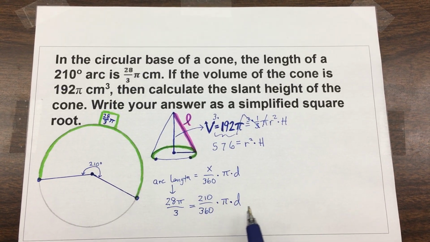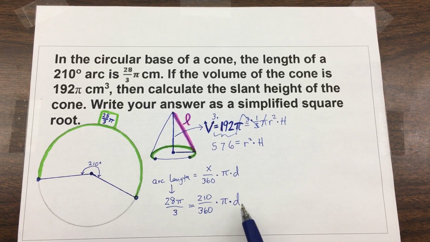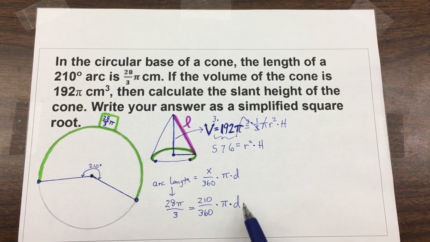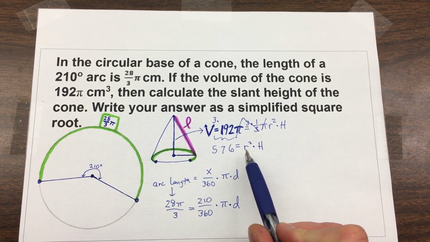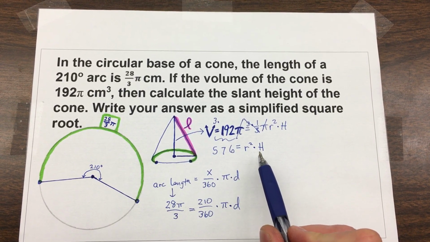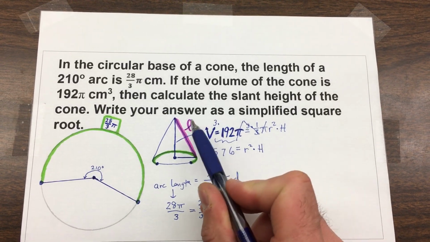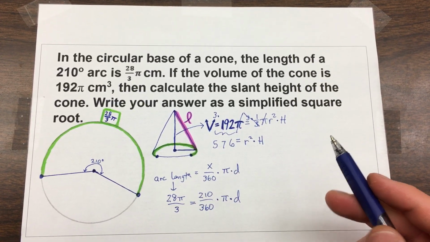So now notice the only variable left over in this whole thing is the diameter. And if we can figure out what the diameter is, we can figure out what the radius is, which we could then use up here. And then we could figure out what the height is. And then from there, we can try to figure out what the slant height is.